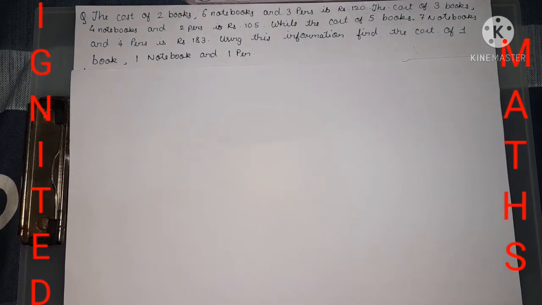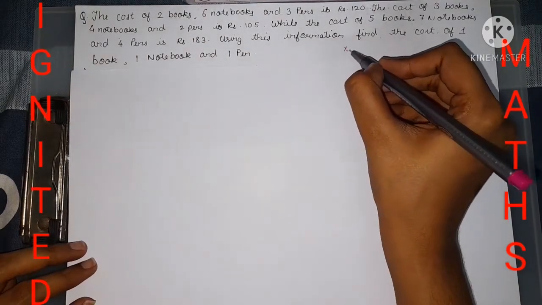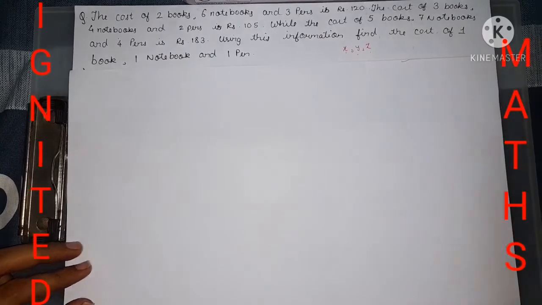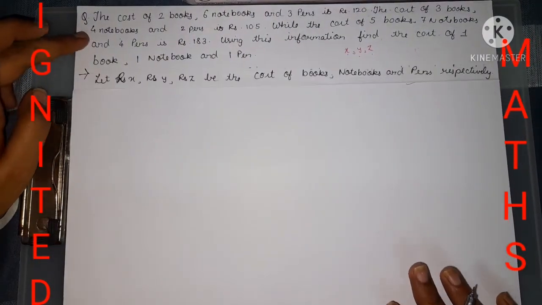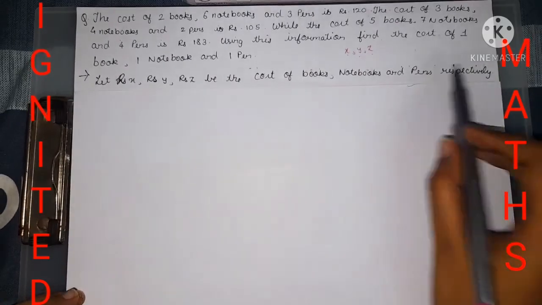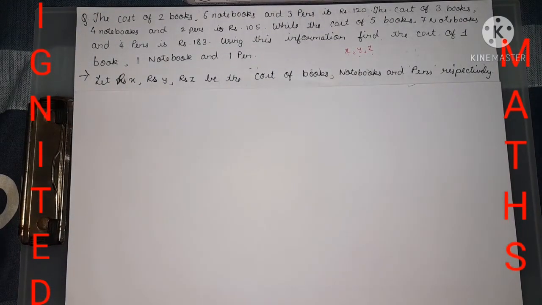Over here, if I watch, it's basically book, notebook, pen. So our x, y, z is basically book, notebook, pen. Let x be the cost of a book, y be the notebook and z be the pen respectively, and we are going to solve. Now I'm going to arrange it as a linear equation, one by one, step by step.